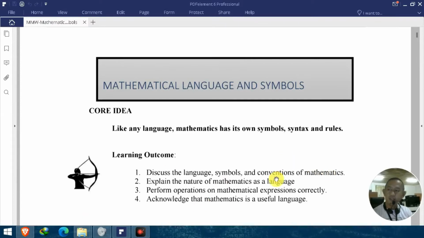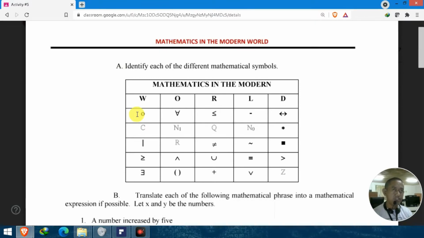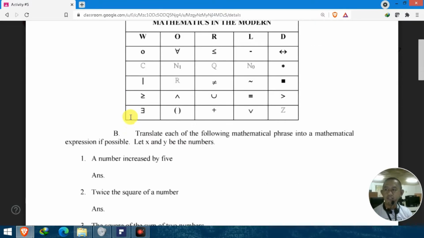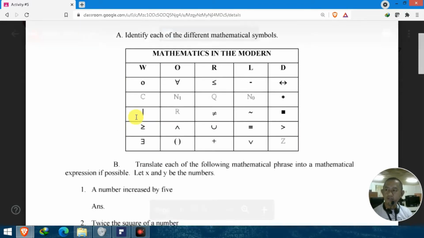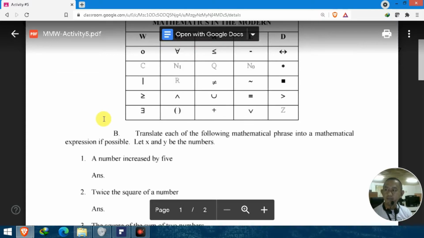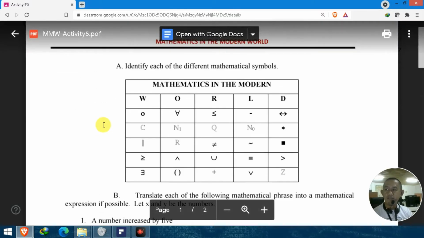The next topic is mathematical language and symbols. Based on our activity, there are already 4 students who submitted this activity. With this video now, you can definitely answer Activity 5, and then the next one will be Activity 6.